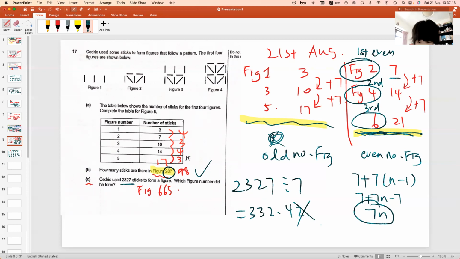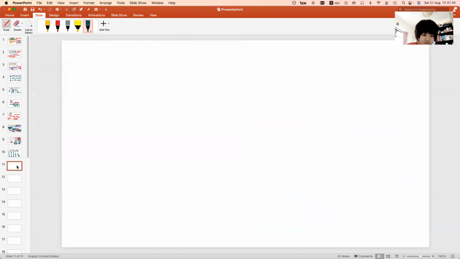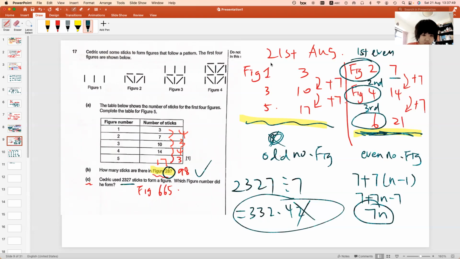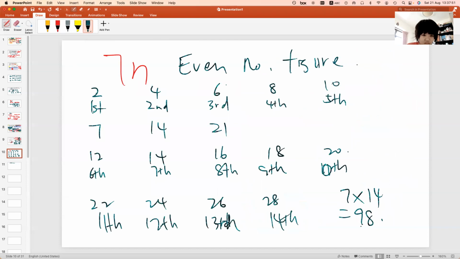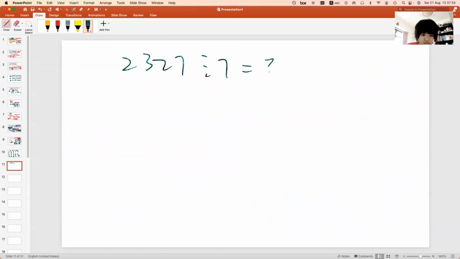Yes, minus 3 first, then divide by 7. Correct. So what I'm trying to say is, it seems to me this is not a whole number, right? But it doesn't mean we cannot make use of this. So we continue with this. So use 2327, you divide by the 7, so you get 332. Right, you get 332. So I want to find a remainder.